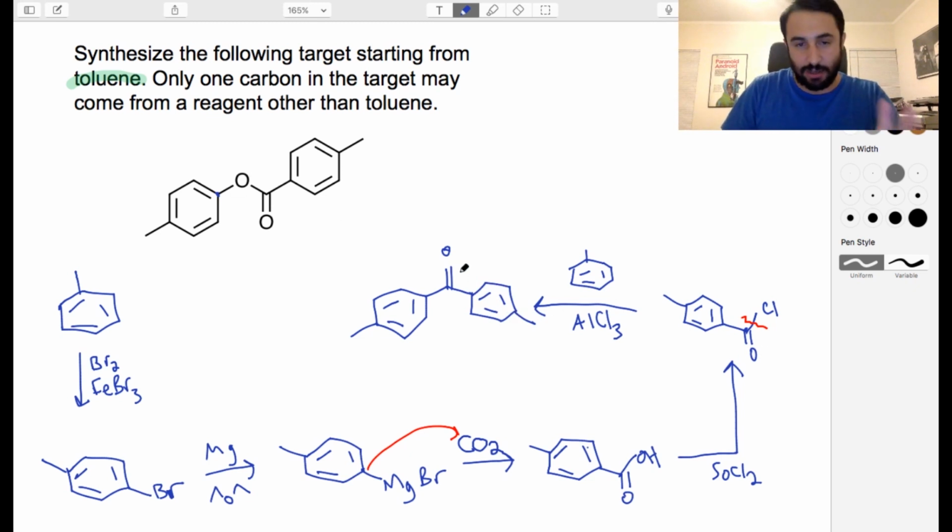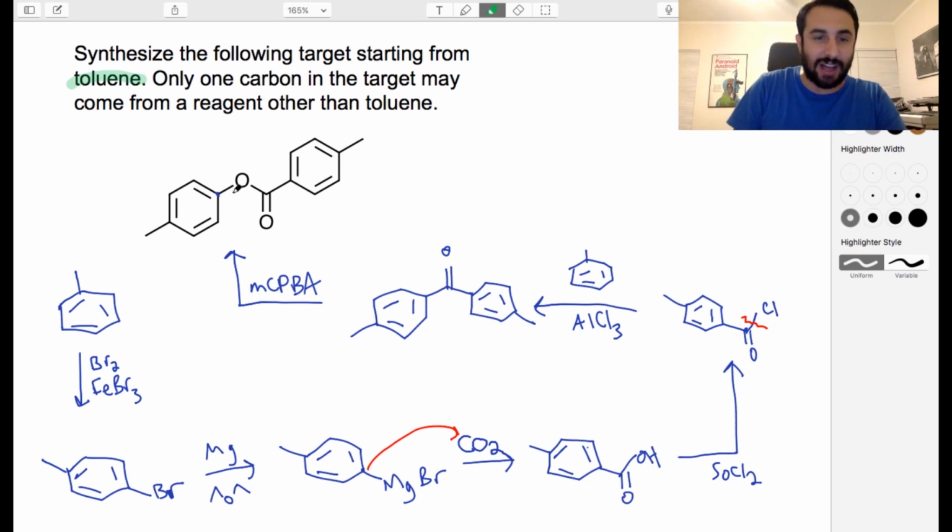But here's a little trick, and you may not know this if you have only made it through the earlier parts of the playlist. MCPBA can do something else. We can do Baeyer-Villiger oxidation, and what Baeyer-Villiger oxidation is going to do is insert this oxygen into this bond. So that is actually going to work wonderfully, and we are going to get to our target that way. We know of MCPBA classically as performing epoxidation, works great for that, but it can also perform Baeyer-Villiger oxidation.